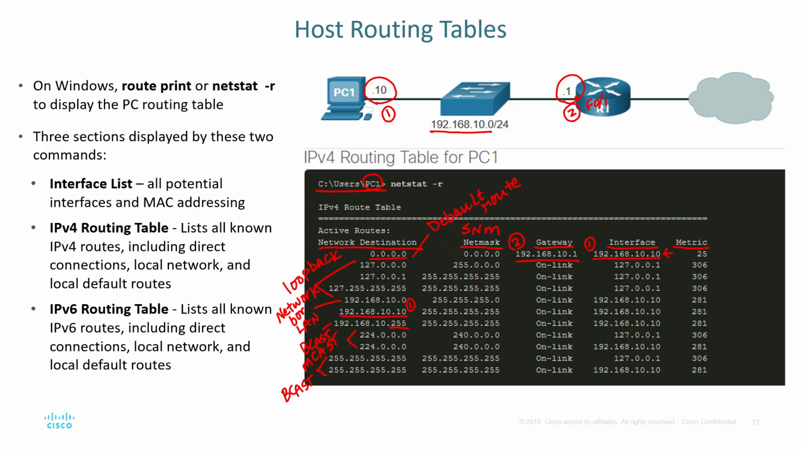Okay? On-link simply means it's attached. The interface, again, as you'll see here, is all 10.10, which is the PC in question. Okay? And then the metric is just a measurement of some sort.